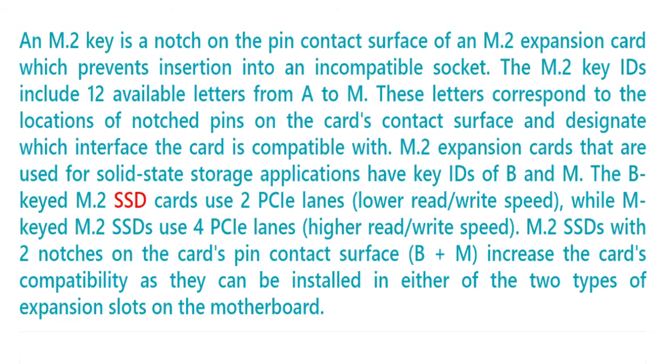The B-keyed M.2 SSD cards use 2 PCIe lanes, lower read/write speed, while M-keyed M.2 SSDs use 4 PCIe lanes, higher read/write speed. M.2 SSDs with 2 notches on the card's pin contact surface, B and M, increase the card's compatibility as they can be installed in either of the 2 types of expansion slots on the motherboard. A. True. B. False.